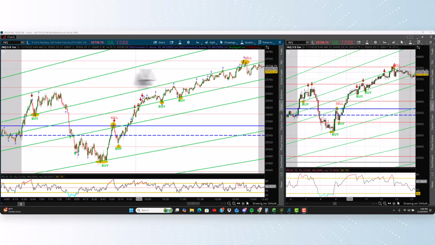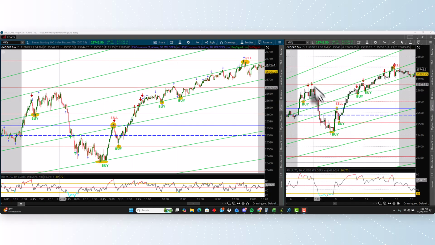Let me just go over the lines here. The red lines are the TMT support and resistance levels. And the green ones are the TMT support and resistance angles. This dash blue line is the day session open, and the solid blue line is the overnight high. And there's another one at the bottom, it's the overnight low. All right, so I always put those on there.